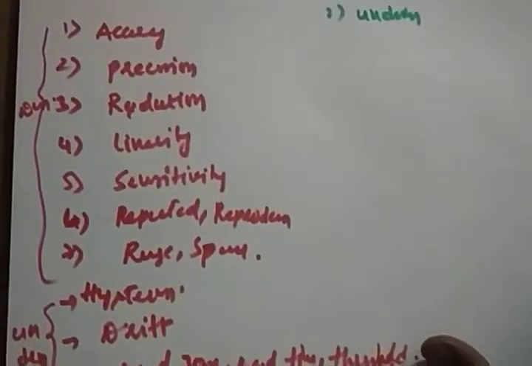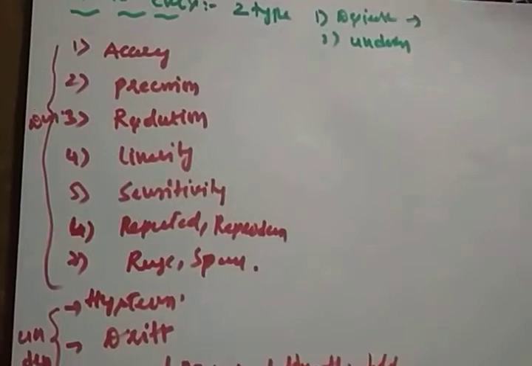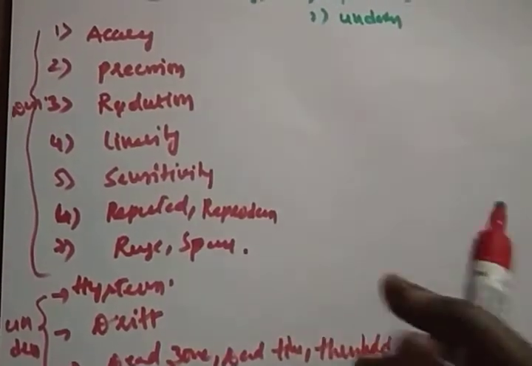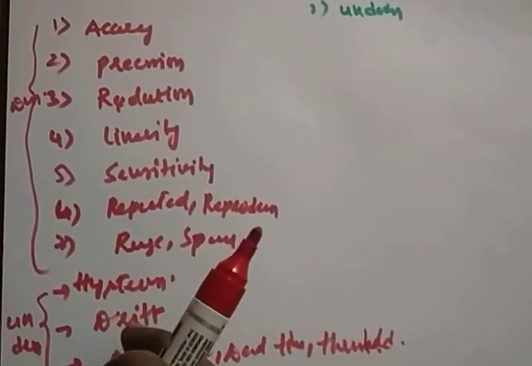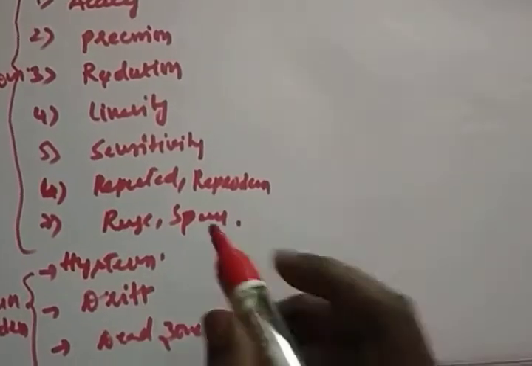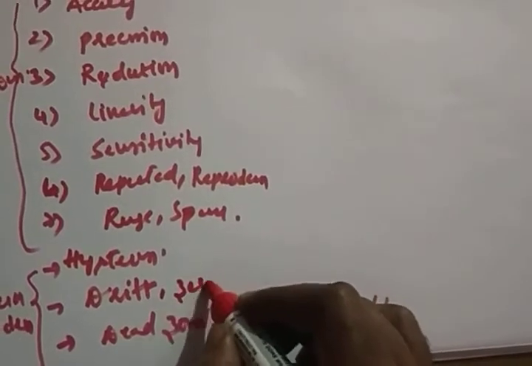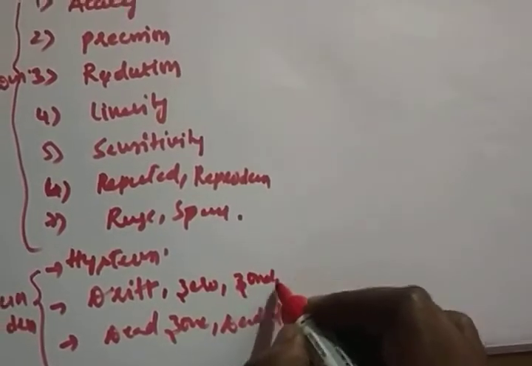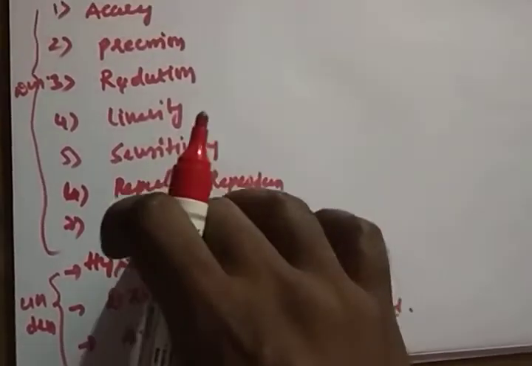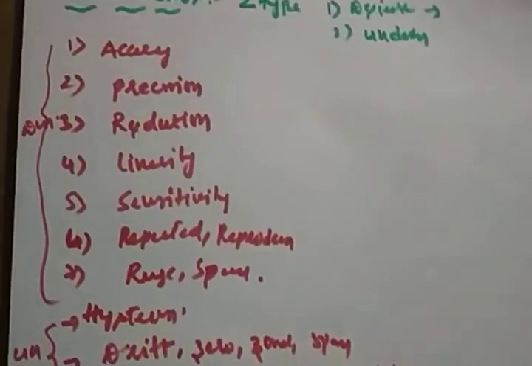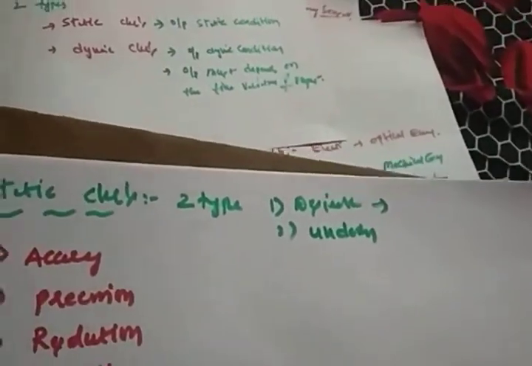Alright. So what are the desirable characteristics? Accuracy, precision, resolution, linearity, sensitivity, repeatability, reproducibility, range, span. So what are undesirable characteristics? Hysteresis, drift. In drift you have zero drift, span drift, all these things. Now dead zone, dead time, threshold. These are undesirable characteristics. I'll explain one by one. Just briefly, since we already discussed them with different examples, we don't have that much discussion over here.